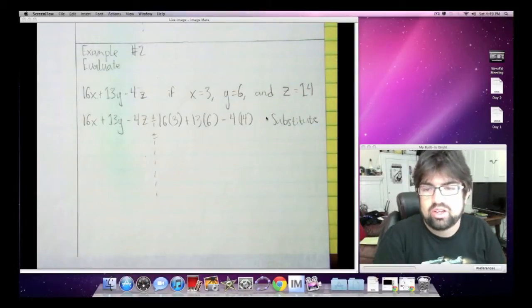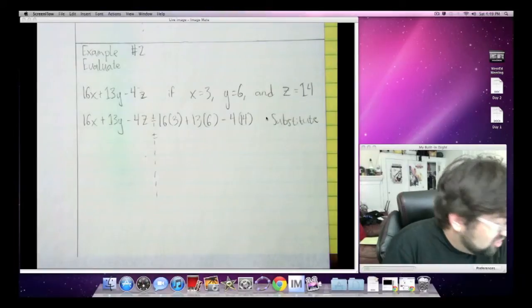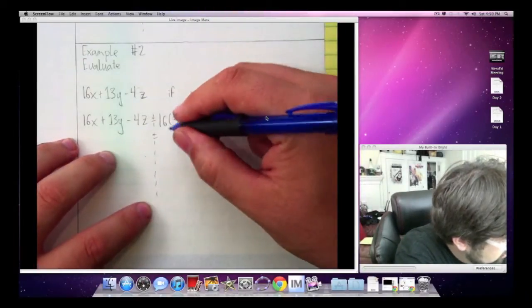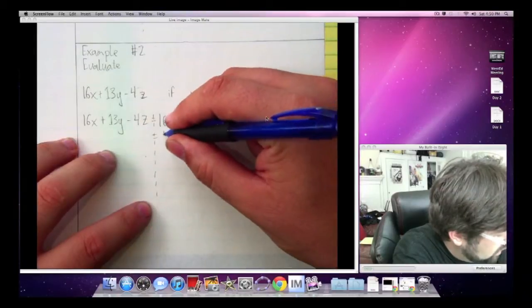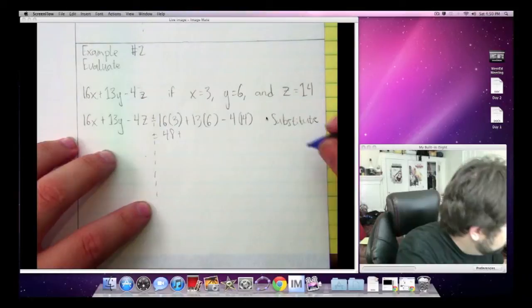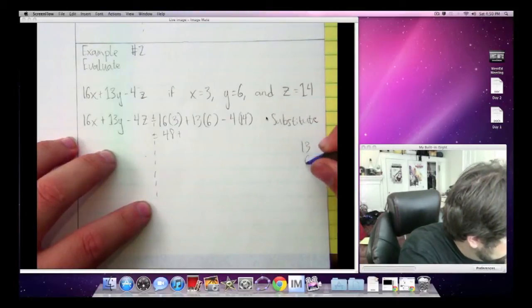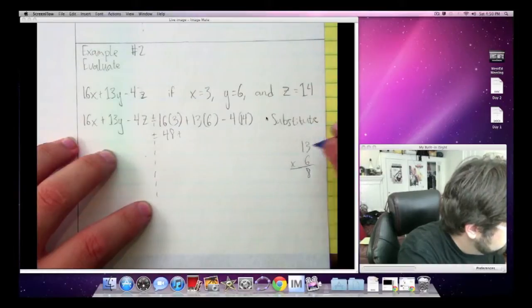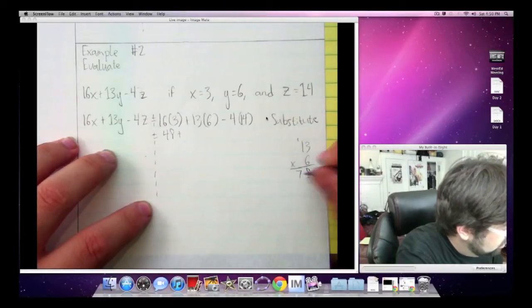I might just keep trying and spelling it right. 16 times 3, 3 times 6 is 18, so I believe, actually no, I know this is 48, plus 13 times 6, if you don't know off the top of your head. Again, just do it on the side. There's nothing wrong with that. As long as you get the right answer, it's all that matters.